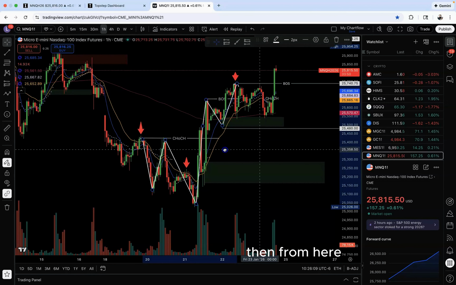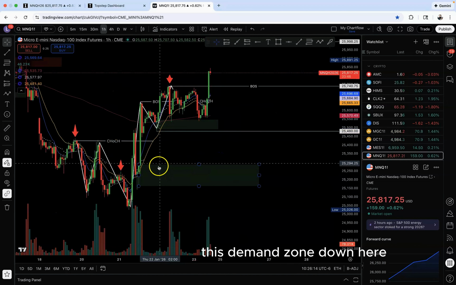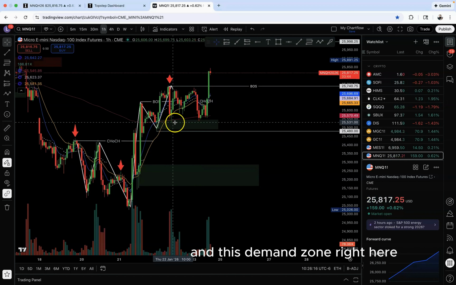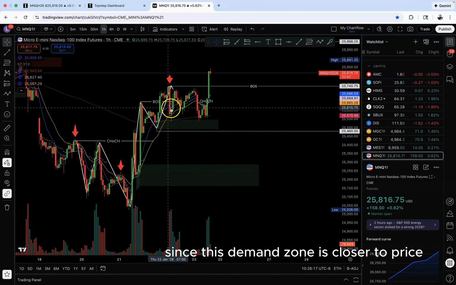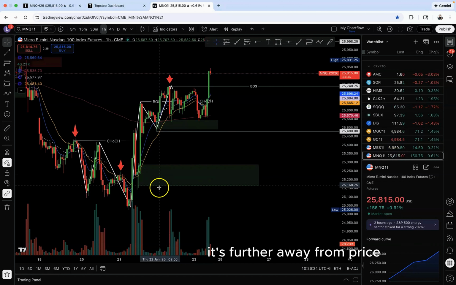Then from here, the market made two demand zones. This demand zone down here and this demand zone right here. Since this demand zone is closer to price, this other demand zone is called the extreme zone. It's further away from price.